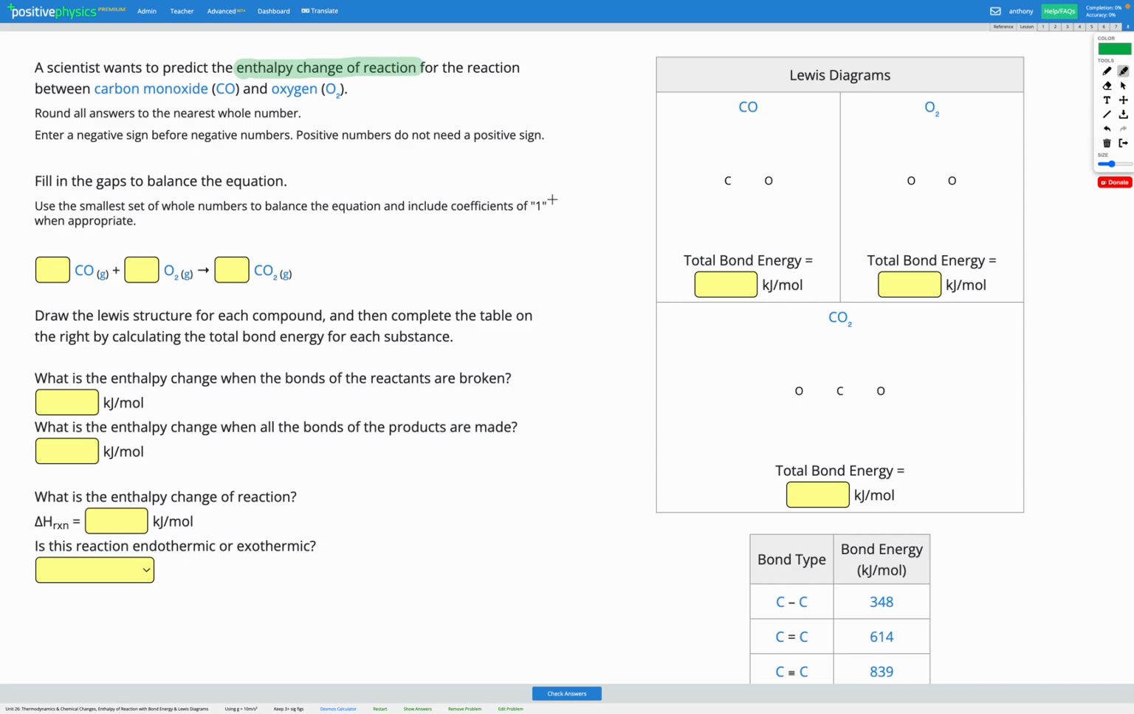Our first step is balancing the equation. Again, I'm not going to show how to do that here. If you need more practice on that, go back to Unit 14. To balance this equation, these are our coefficients we're going to need: 2, 1, and 2.